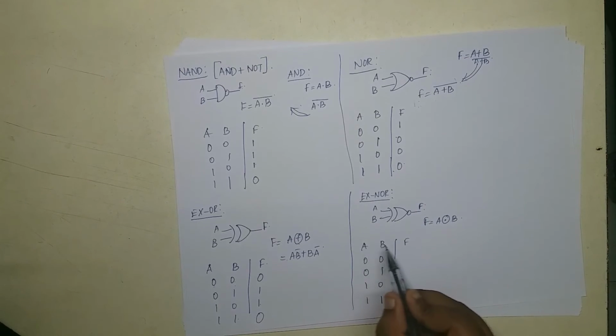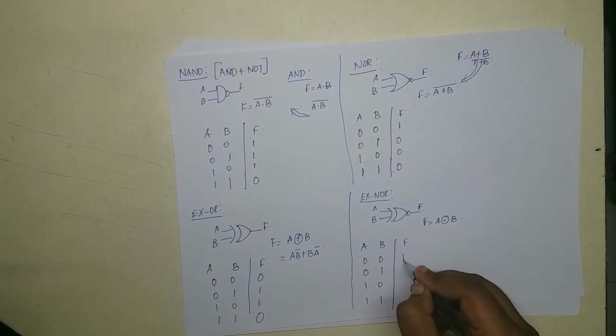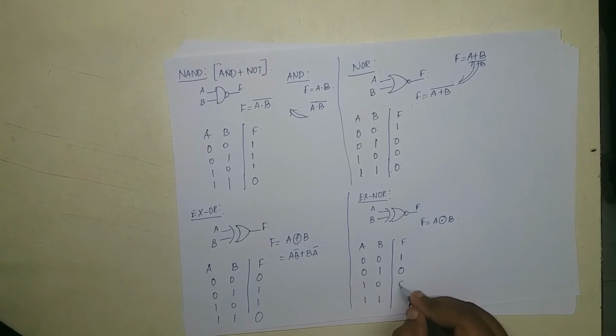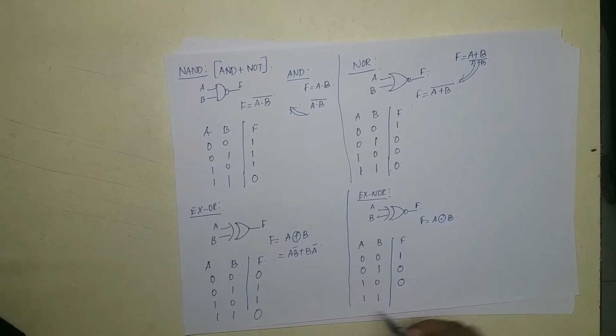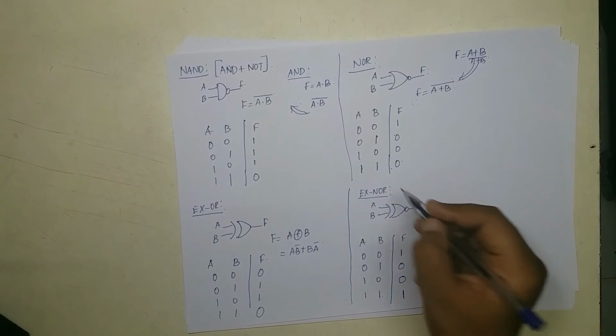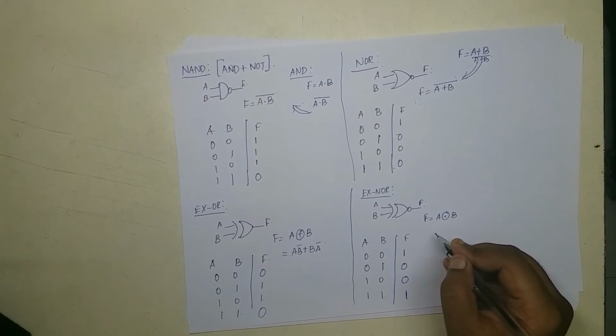Here A, B, our inputs are 0, 0. Since it is the same, the output will be 1. If it is different, the output will be 0. Since it is different, the output is 0. Here both are the same, so the output will be 1 in the case of exclusive NOR. Exclusive NOR is nothing but the inverted form of exclusive OR.